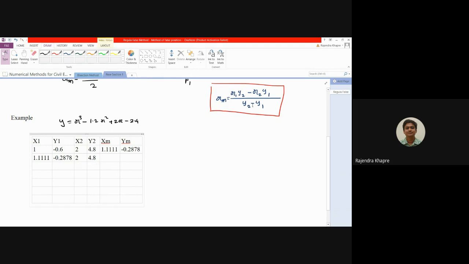Now using this expression, xm equals x1 y2 minus x2 y1 divided by y2 minus y1, can you please tell me what will be the value of xm? Sir, 1.1613. 1.1613. Sir, there should be 4 at the end, because 3. Okay, someone please cross check this. Meanwhile, you do the calculation of ym.